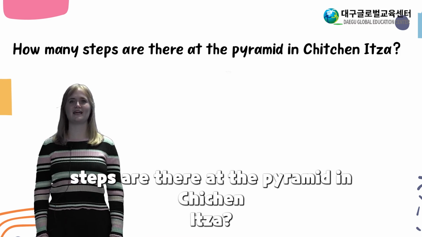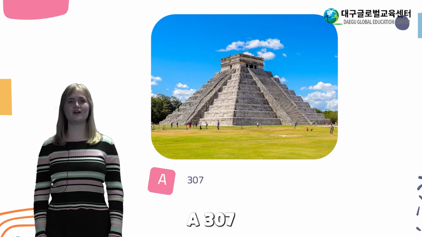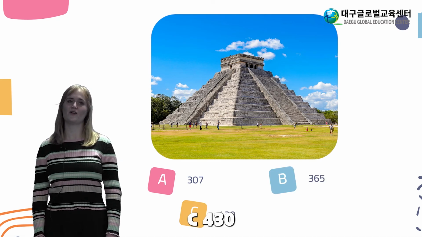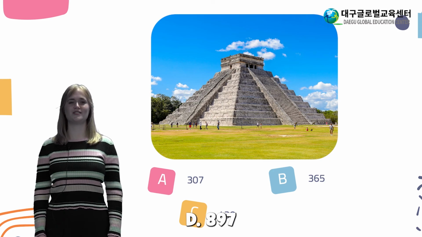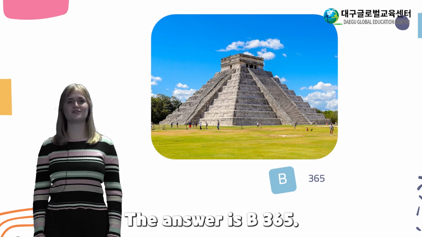How many steps are there at the pyramid in Chichen Itza? Is it A, 307, B, 365, C, 430, or D, 897? The answer is B, 365.